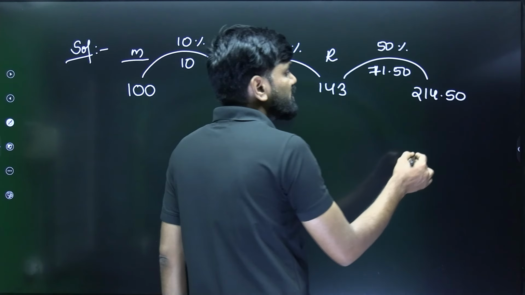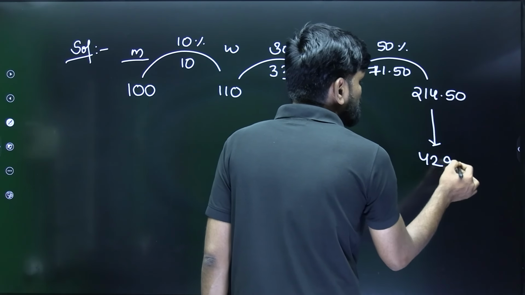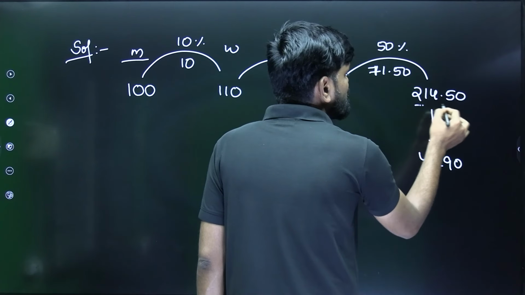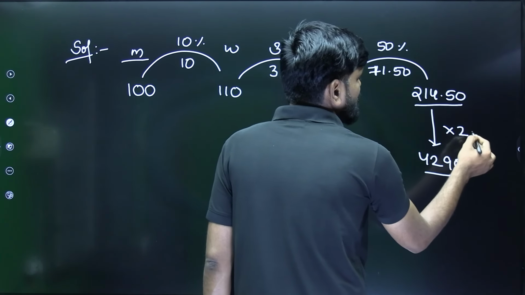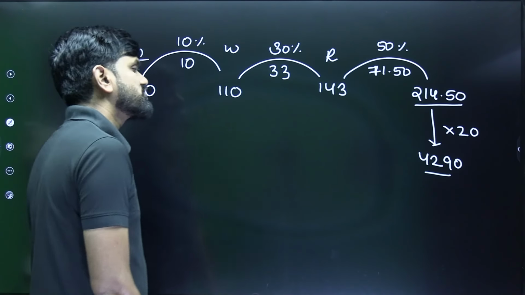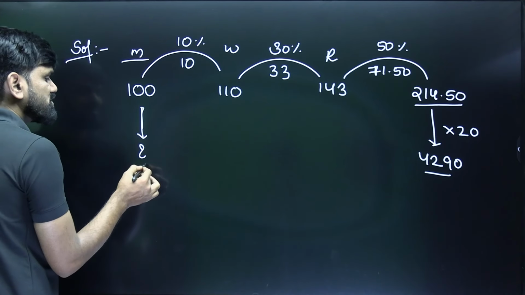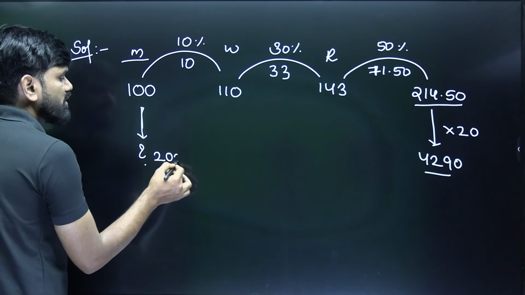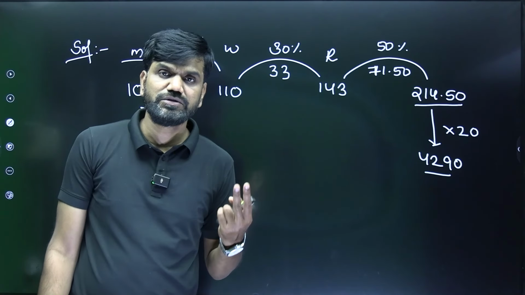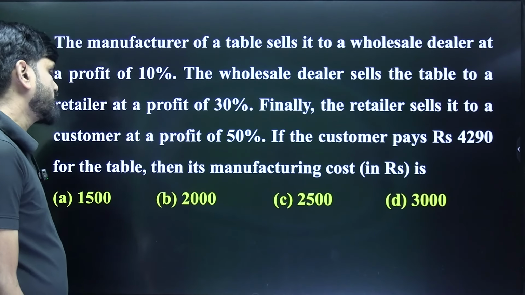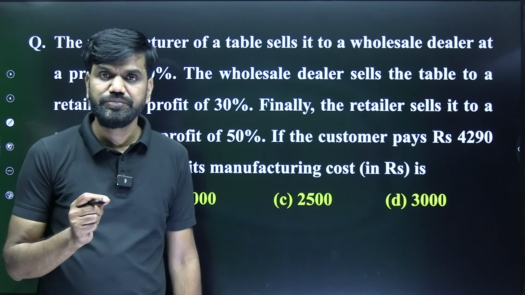But in the problem they said it is not 214.50, it is given as 4290. How many times, dear? 214.5 into 2 will give you 429, 0 is there. So 20 times I can say. Yes, that is 20 times. Here also you should take 20 times. So manufacturer's cost price would be how much? 20 times of 100. That is corresponding to how much, dear? 2000. Hence your answer has to be 2000. That should be option B.